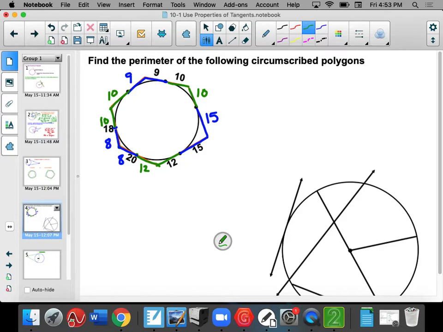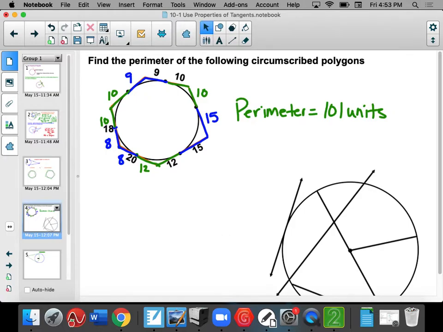So just our powers of deduction to get all those to come together. And then we just go ahead and use some calculator power and add those all together, and we end up with a perimeter of 101 units.